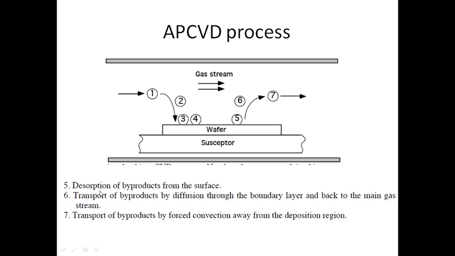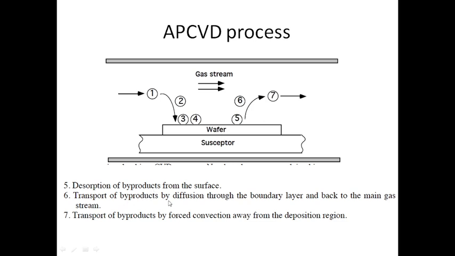Next is desorption of byproducts from the surface. Once you are left with some byproducts, they have to be taken out from the surface, because the gas stream keeps running at a certain velocity. It is going to take out the unwanted material byproducts.